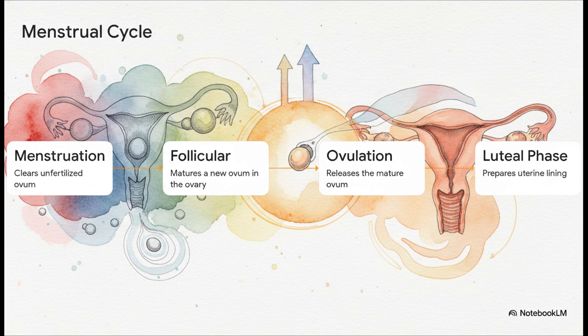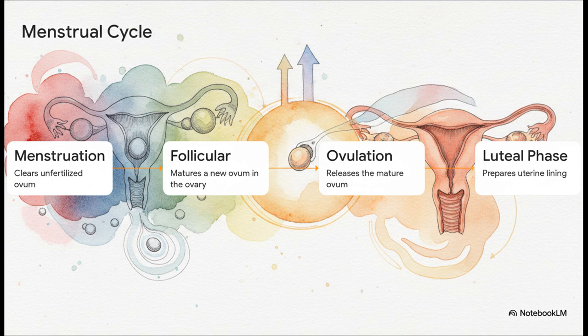This clears out the unfertilized ovum and sheds the old uterine lining. Following this is the follicular phase, which you'll also hear called the proliferative phase. During this time, driven by gonadotropins like follicle-stimulating hormone, or FSH, structures in the ovaries called follicles start to develop. Ultimately, just one of these becomes a fully mature Graafian follicle containing the ovum.